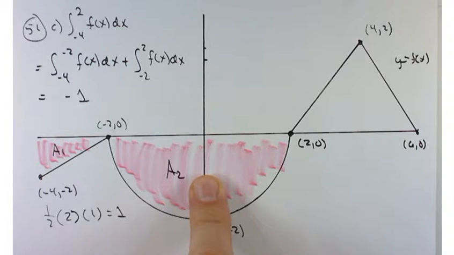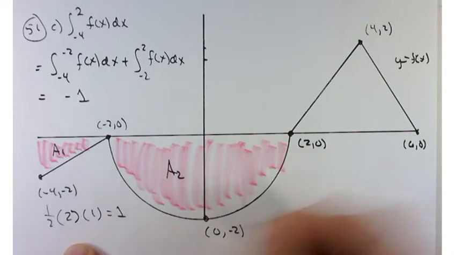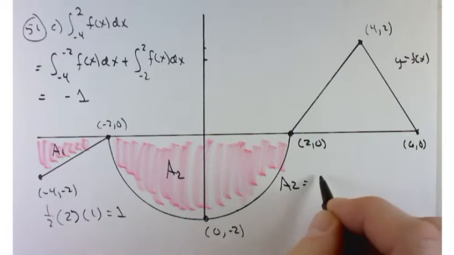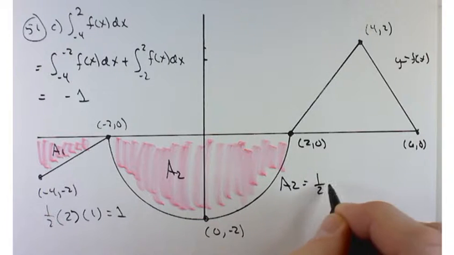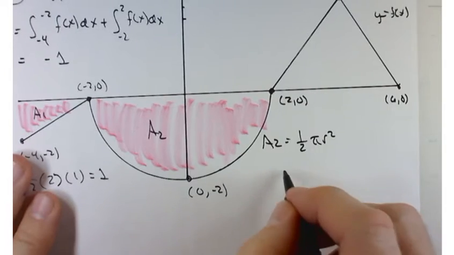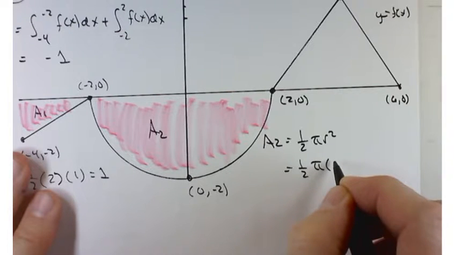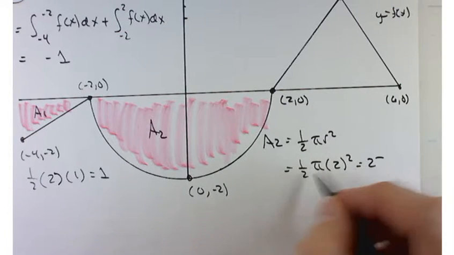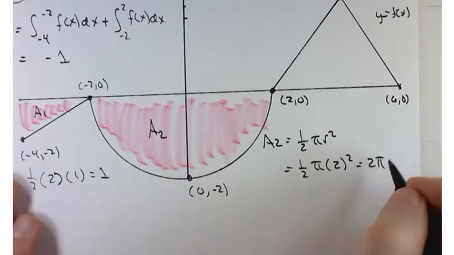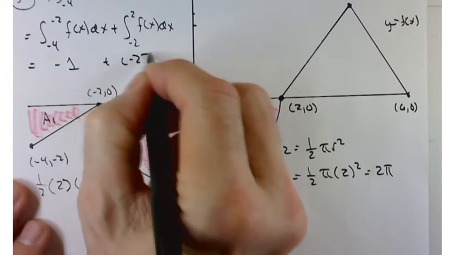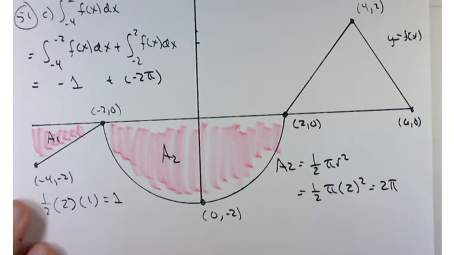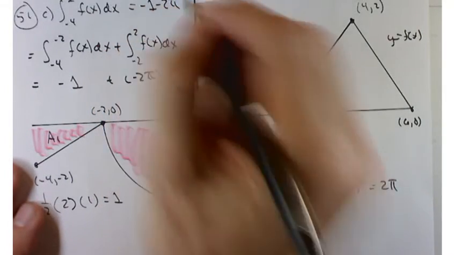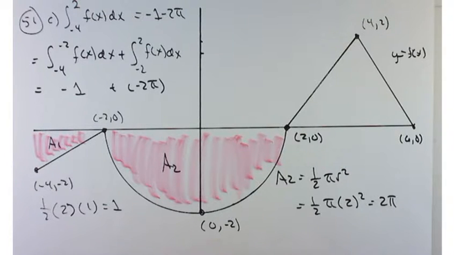How about this one? What should I do to calculate this area, A2? Go ahead. Pi r squared times 1/2. Good. 1/2 pi r squared. In this case, what's the radius? 2. So 4 pi times 1/2 is going to be 2 pi. Plus negative 2 pi. Overall, our answer is going to be negative 1 minus 2 pi for the integral from negative 4 to 2.